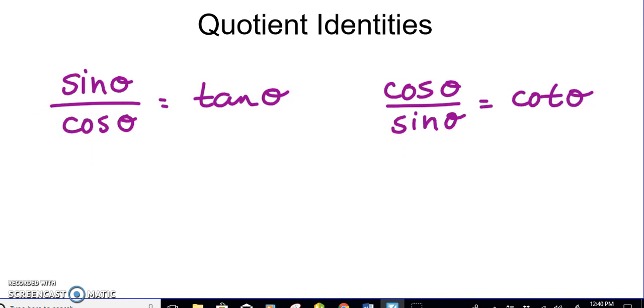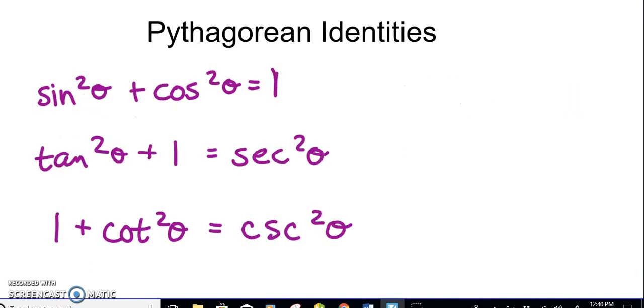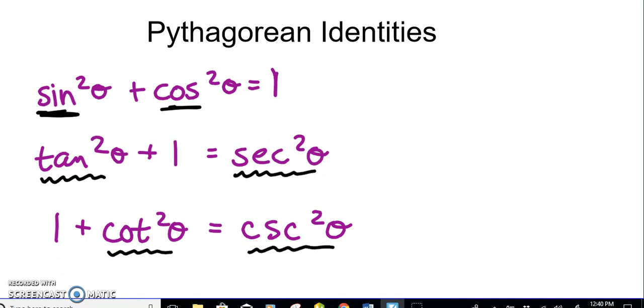All right, and then there's one last one. The last one are our Pythagorean identities. Now, these are the ones you're going to have to kind of remember together. They're not really hard to remember either, but you have to remember these. So sine and cosine together, sine squared plus cosine squared equals 1. Tangent squared plus 1 equals secant squared. And then 1 plus cotangent squared equals cosecant squared.